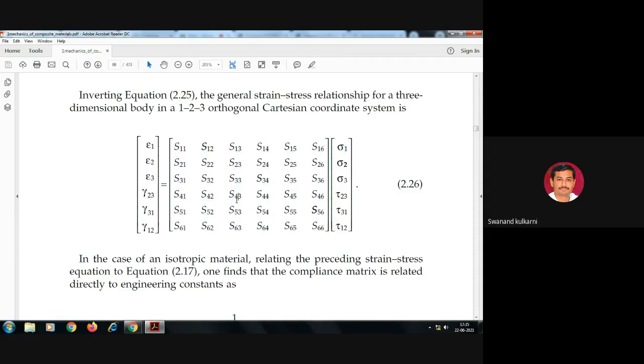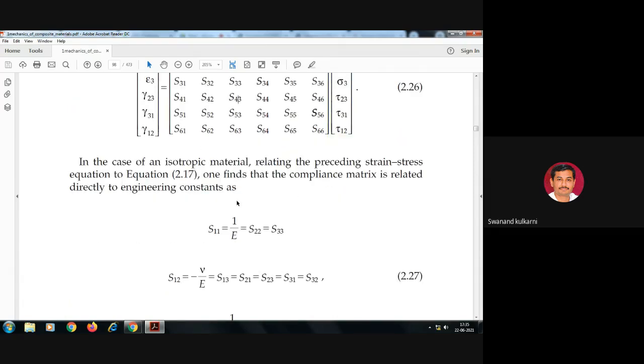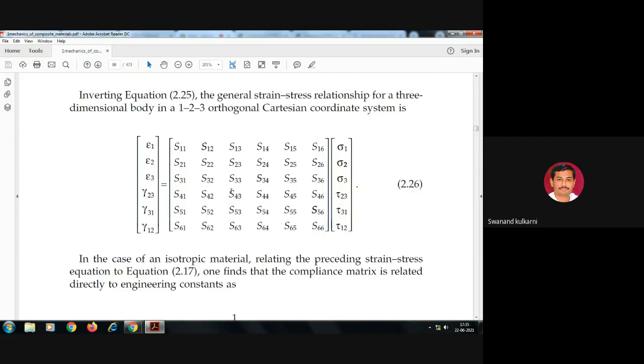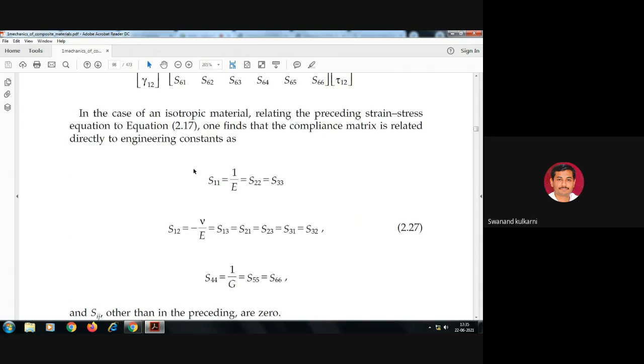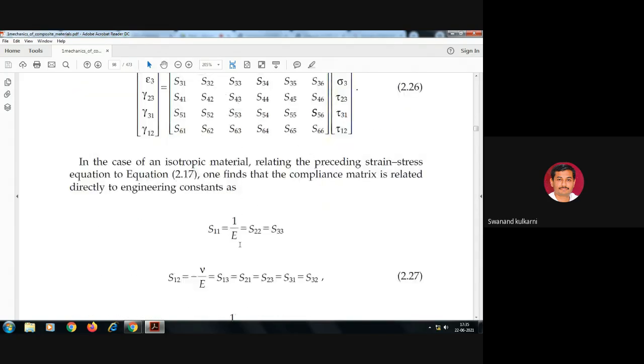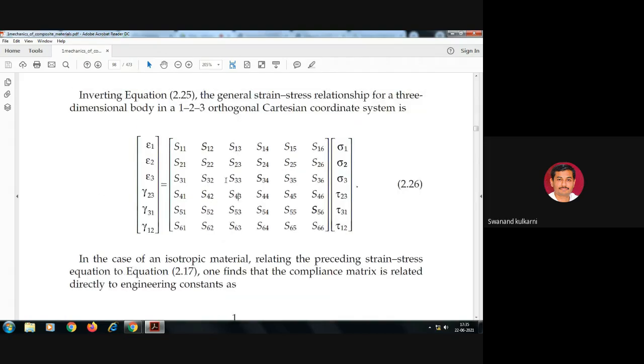Then, in this relationship, in order to identify the different values, what is meant by S11, S22, S12, like this. If the material is isotropic, then the value of S11 can be represented by 1 upon E. So S11, S22, and S33, these diagonal values, we can consider.